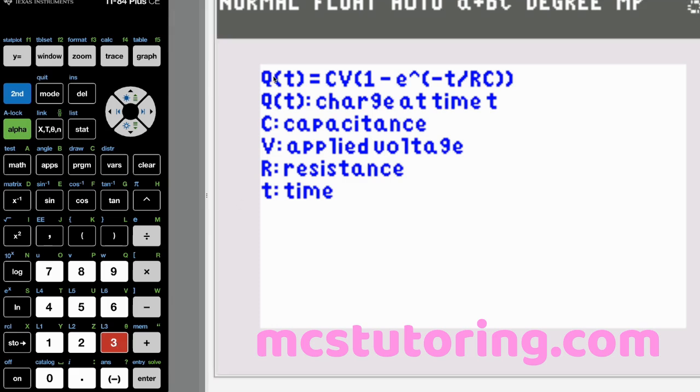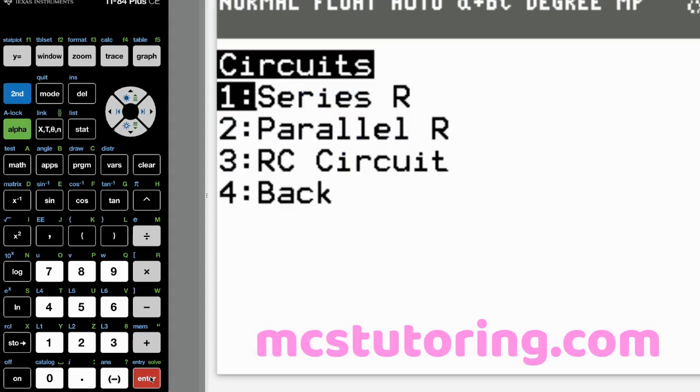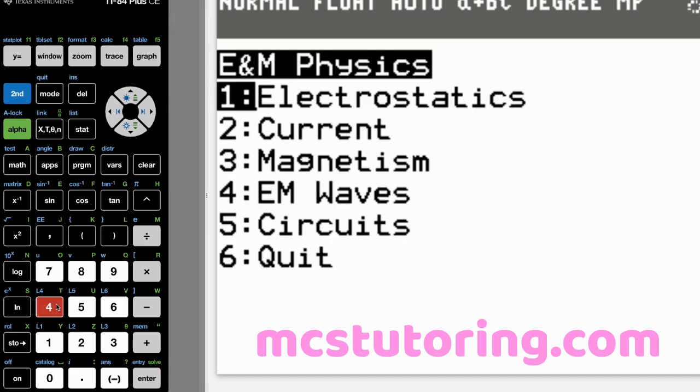We've got Q of T equals CV times (1 minus e raised to, that's what this little caret symbol means, negative T divided by RC). So Q of T is charge at time T, C is capacitance, V is the applied voltage, R is the resistance, and T is the time. Cool, and that's it. So if you like it, I think that's everything.